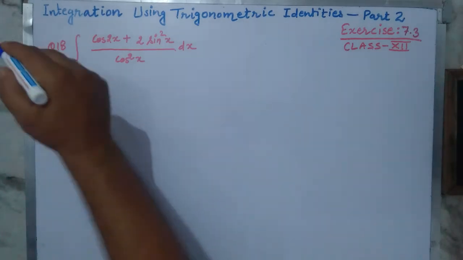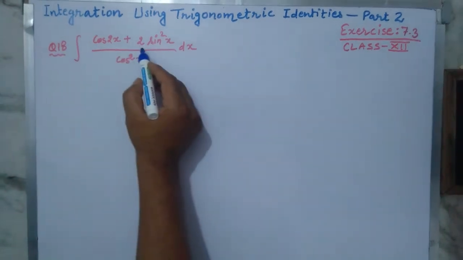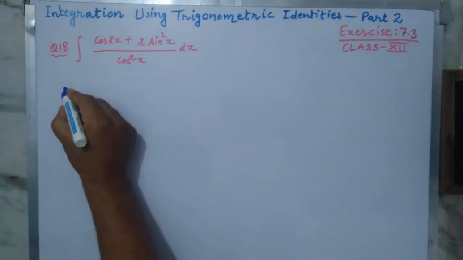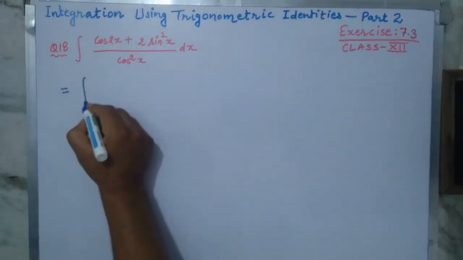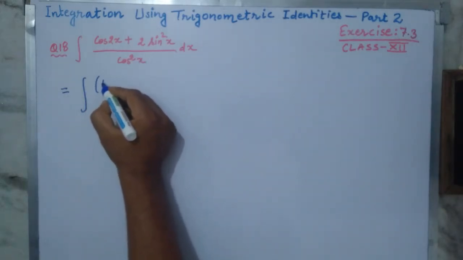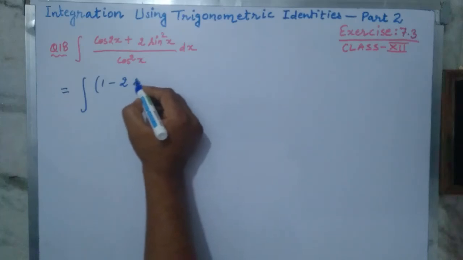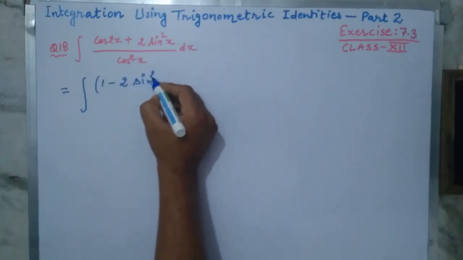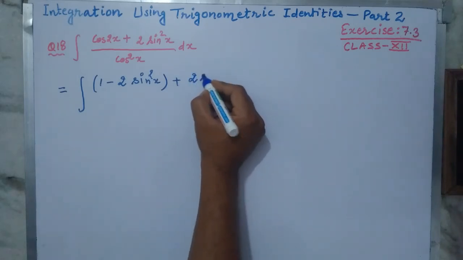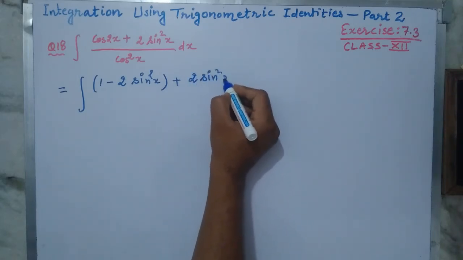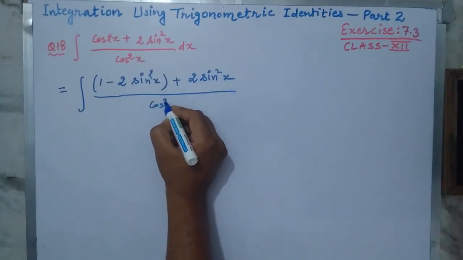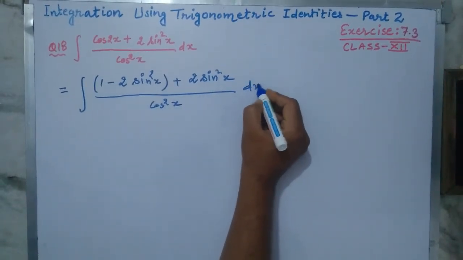Question number 18. Integration of cos 2x plus 2 sin square x upon cos square x into dx. So first of all, cos 2x we can write equal to 1 minus 2 sin square x. Next we have plus 2 sin square x, whole divide cos square x into dx.